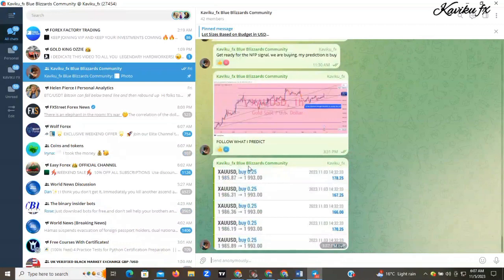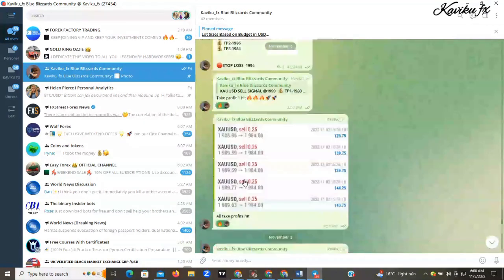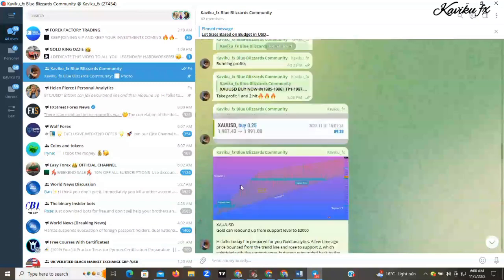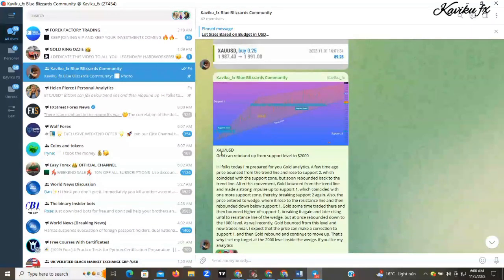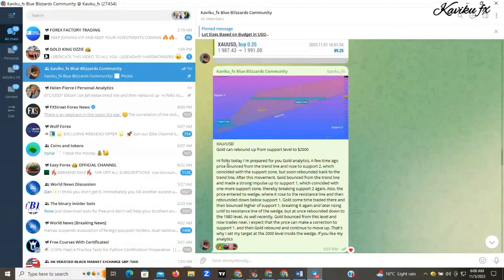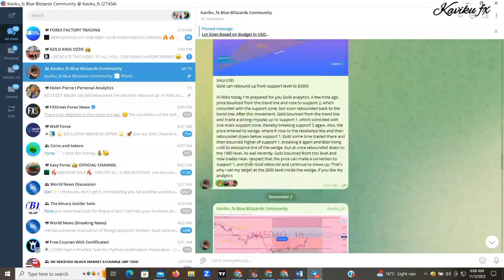So I was able to buy so massively, and the chart was able to move, the market was able to move all the way from 1986.31 to 1993 up to the 2000 level. As I can also give a prediction, we have that is the gold USD. That is a rebound.